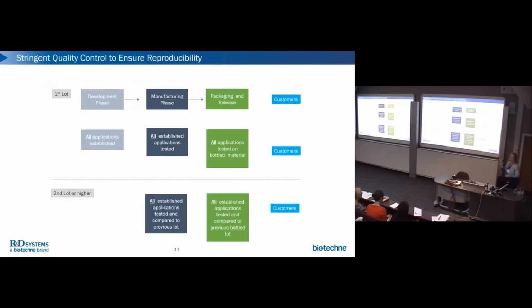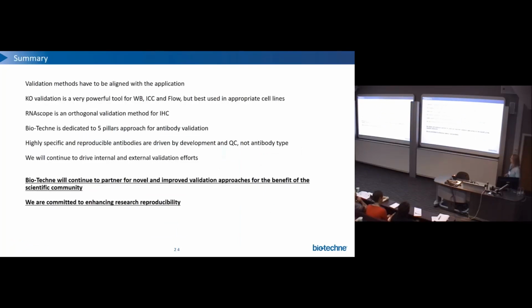Okay. Once we've got everything established, circling back, it's important that we can reproduce it. The first lot gets the same testing, the second lot gets the same testing as the first, same with the third, same with the fourth. Always the same testing is applied to make sure we can reproducibly make these antibodies. So in short, our validation methods just simply have to be aligned with what we're looking at. We have to use continuously new methods as they become available, as we can make them applicable to our antibodies. And RNAscope is one of those that we just added recently. Again, that's going to continue, so we'll have more data around that and what that looks like.